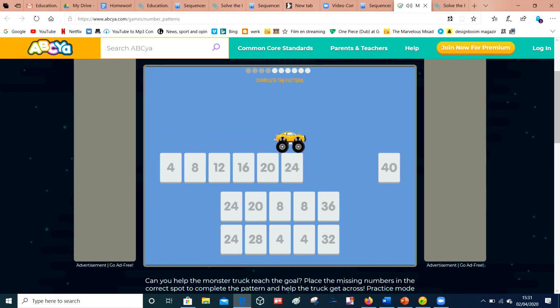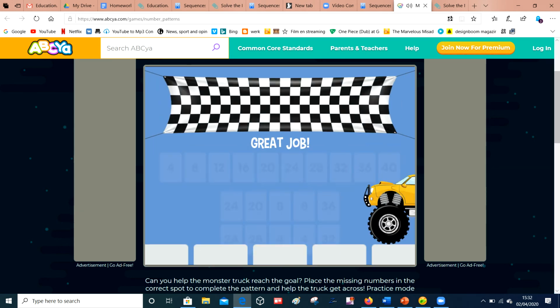So after 24, we need to go 4 more. Well, if 4 plus 4 is 8, 24 plus 4 must be 28. So 28 plus 4 again. This one's a bit more tricky. We're at 32. And then finally, you guessed it, 36. How did you do?